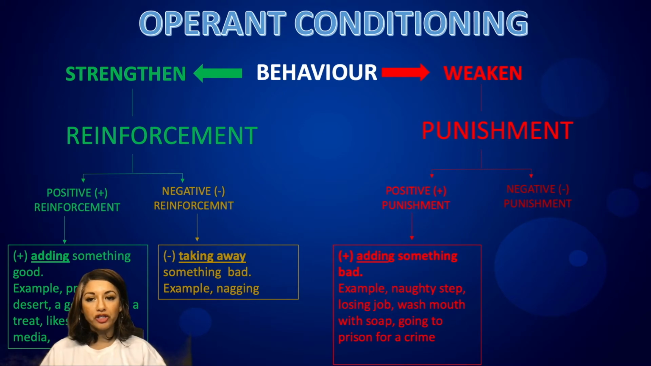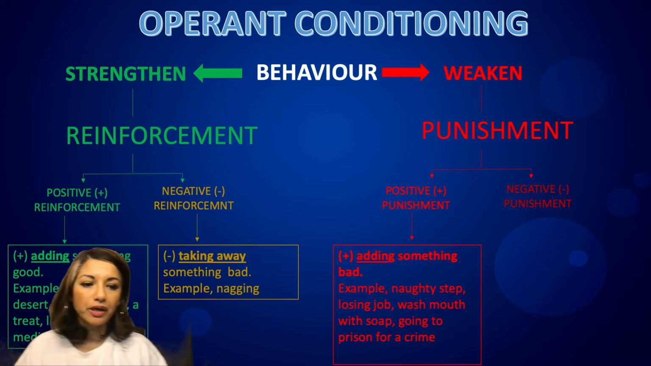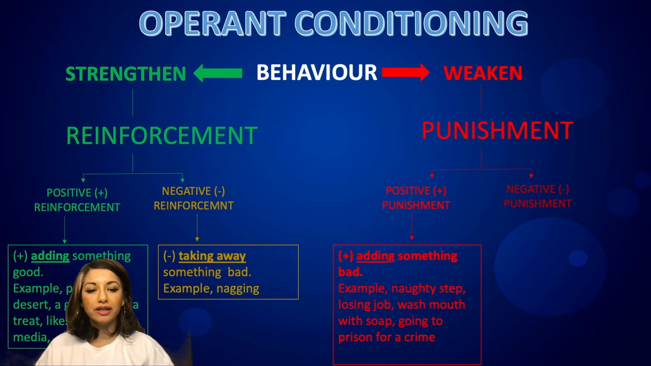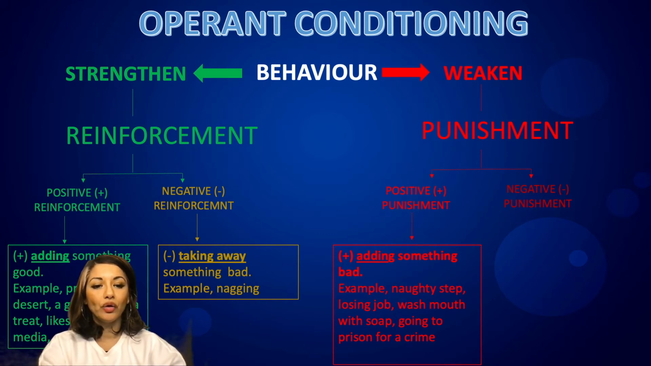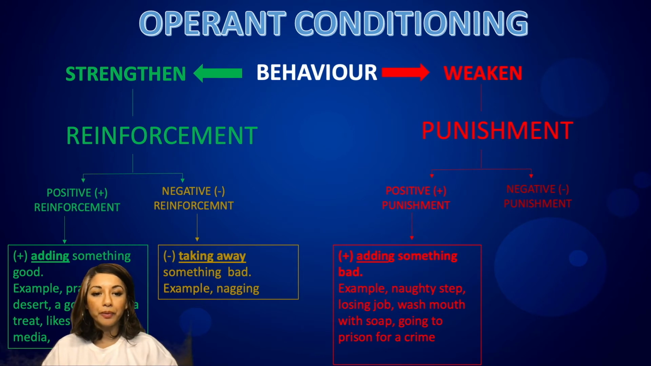Let's now look at punishment. The main purpose of punishment is to weaken a behaviour. Positive punishment is where punishment is added to weaken or decrease behaviour. So imagine this scenario. An employee keeps arriving late to work. What's the manager to do? Again, they have two options: positive punishment or negative punishment.